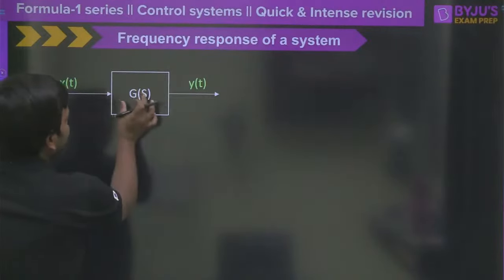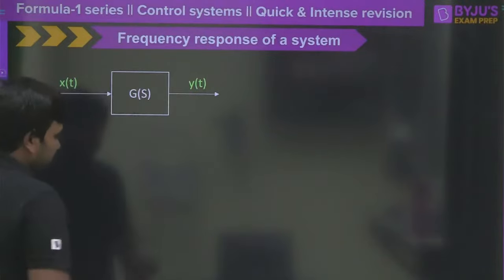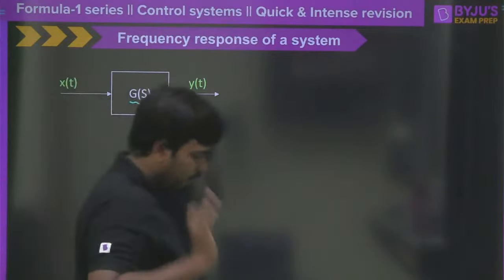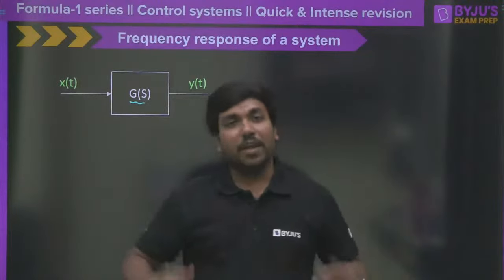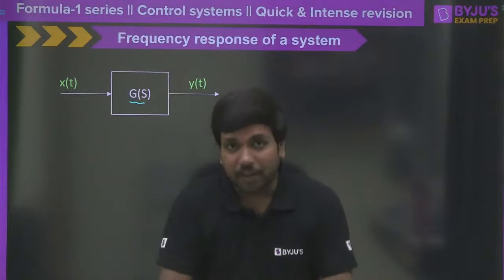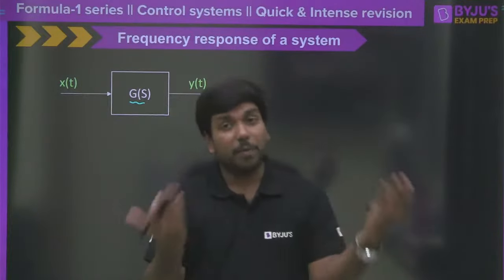Don't ask me whether this is an open loop system or a closed loop system. It doesn't mean that if I write only G of S, it is going to be an open loop system. Basically, it is a system. It may be an open loop system, it may be a closed loop system, or it may be a sensor, or a device, or an amplifier.